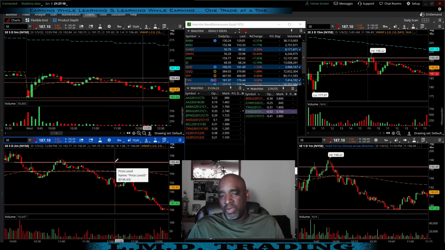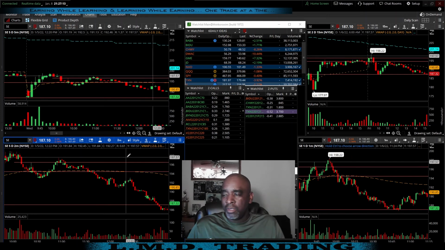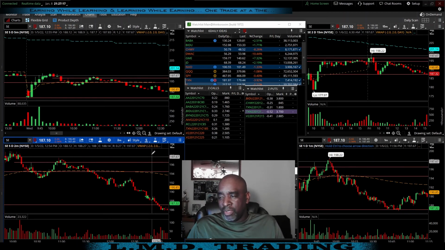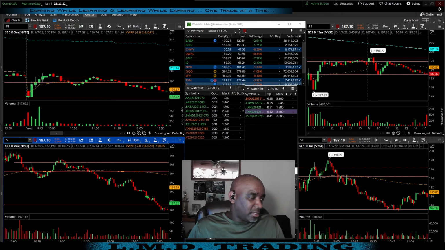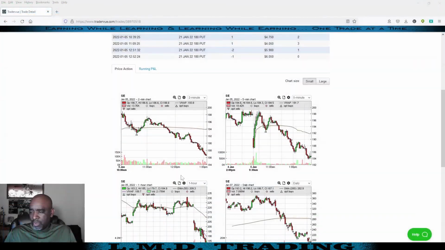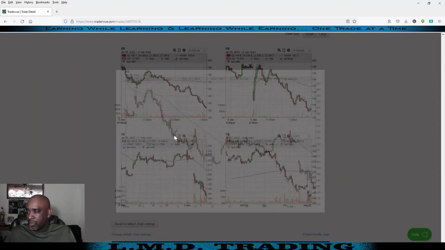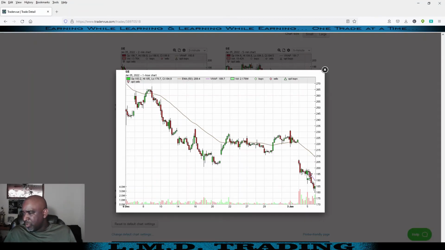I'll import my trades over to TraderView. With stock trades, you can review them straight in TraderView, but with options, I'll pull it up real quick. When you look at the charts, you see these arrows where you're getting in and out of the trades. The greens are where you're getting in, the reds are where you're getting out.